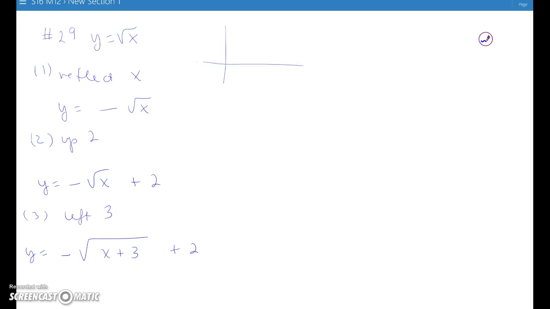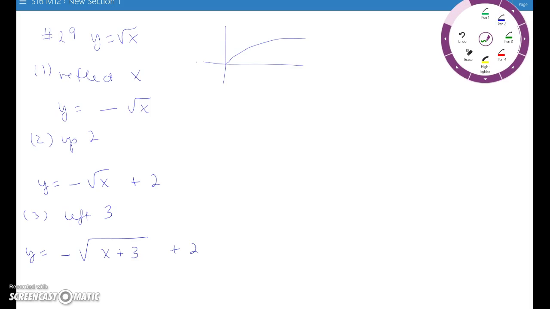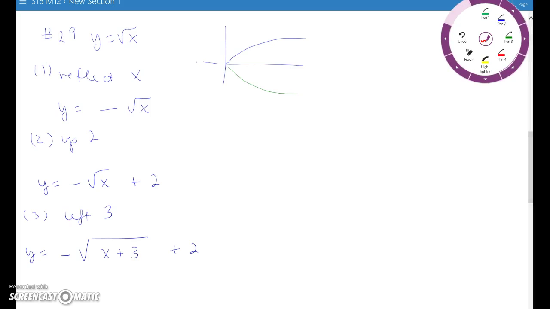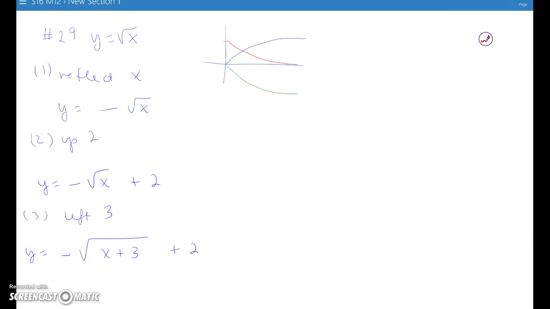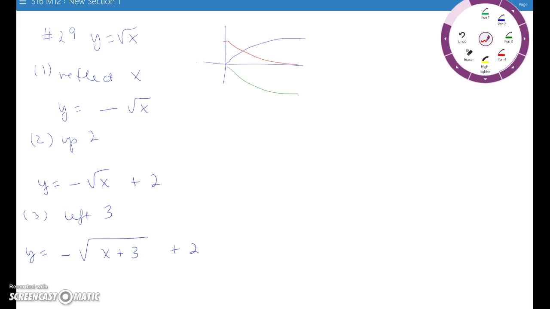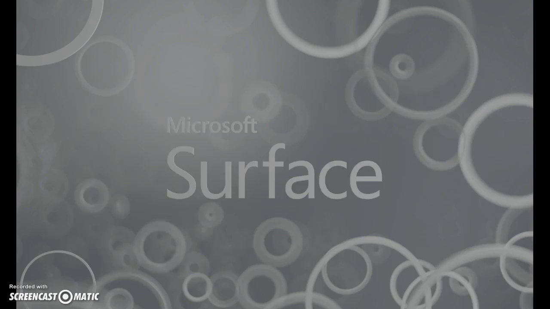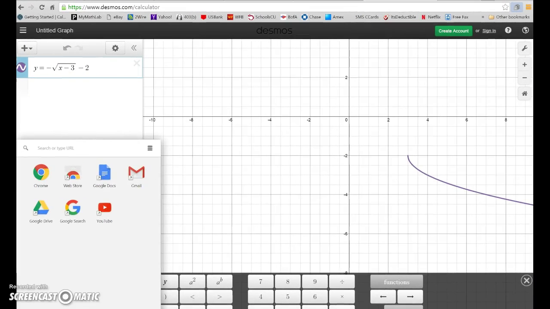So basic square root graph. We want to reflect it about the x-axis. Then we want to bring that up 2. And then we want to shift that to the left 3. So we would expect the graph to start at -3, 2, and be downward opening. So let's go ahead and check that.